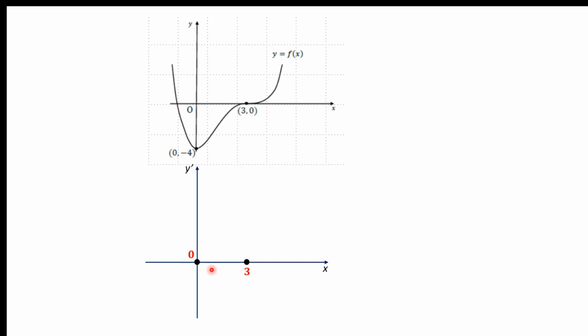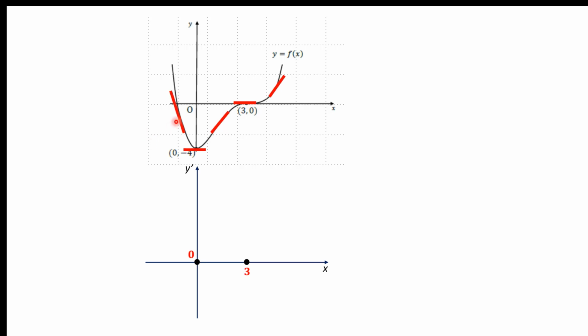Now we have to go back to the original graph and see what's happening. If we look at the left of 0, we can see that the slope is going down. It's negative. If we go to x is 0, then we've got a stationary point, so it's going to be a gradient 0. When we go between 0 and 3 for x, it's rising, which is a positive gradient. And then we have a 0 gradient at 3, and then we go up again.